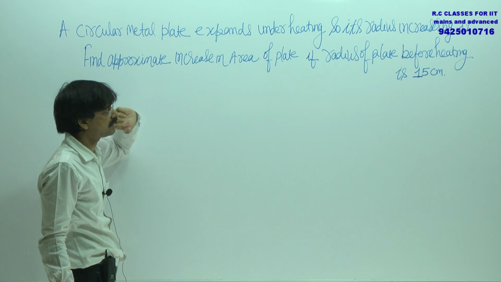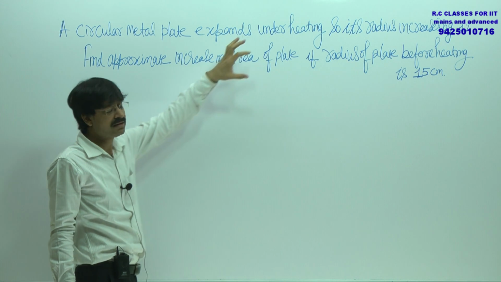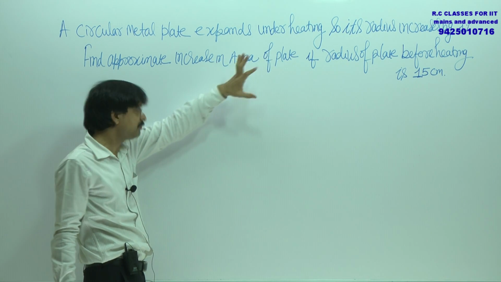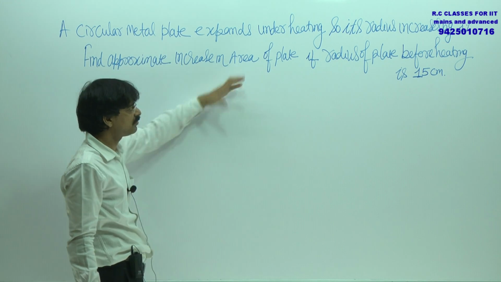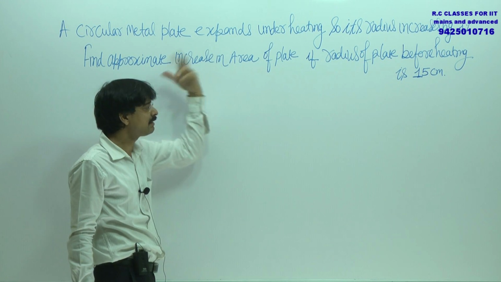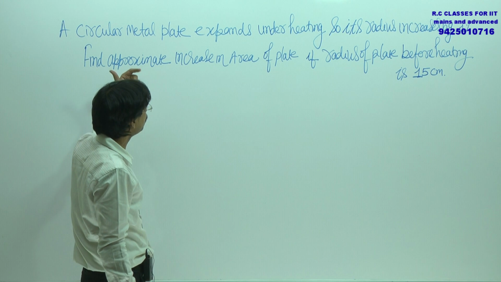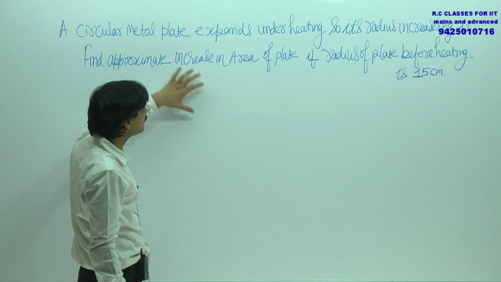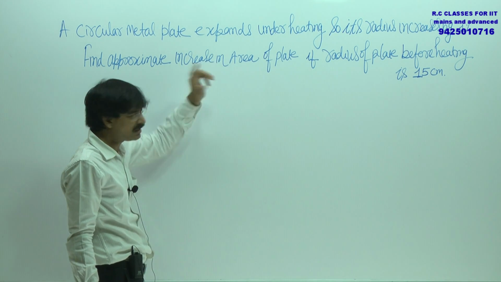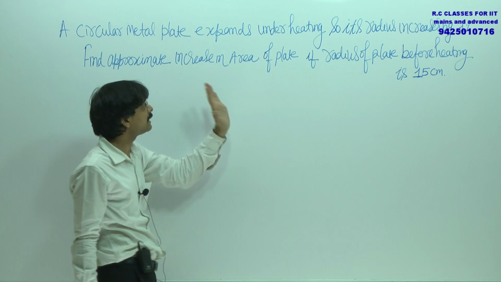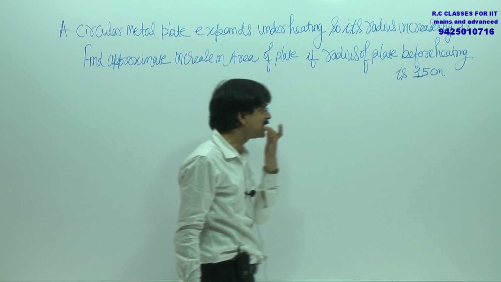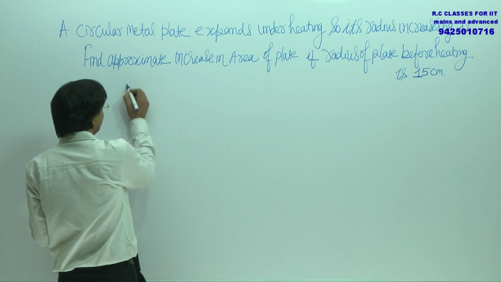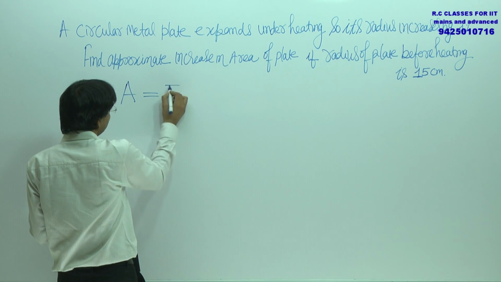Now the question is, a circular metal plate expands under heating, so its radius increases by 1%. Increase in radius is given in terms of percentage, 1%. You have to find out the increase in area of the plate. Definitely when radius increases, area also increases. So we have to find out the approximate increase in area of the plate. It's not in terms of percentage, it's the approximate increase in area, if the radius of the plate before heating is 15 centimeter.